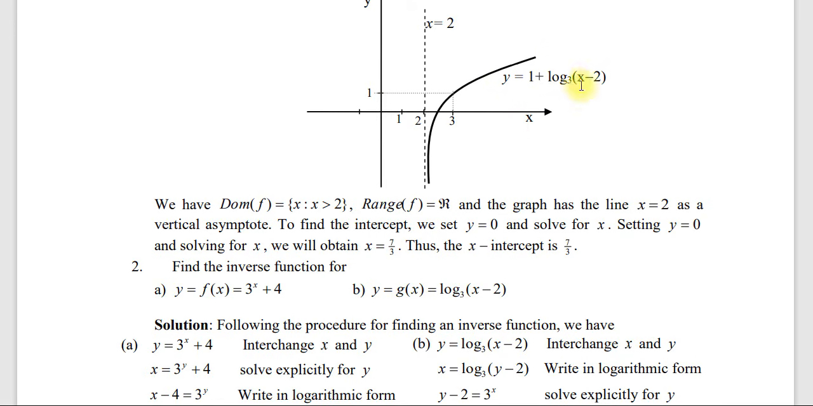ድገምላችሁ ስቴፑን። 0 which is equal to 1 plus log x minus 2 in base 3, then 1ን ወደዚህ ስንወስዳት log x minus 2 in base 3 which is equal to -1። ያ ማለት 3 the power of -1 which is equal to x minus 2 ማለት ነው፣ then x which is equal to 1 over 3 plus 2 ይሆናል። 1 over 3 plus 2 ማለት ደግሞ 7 over 3 ማለት ነው። That is it.